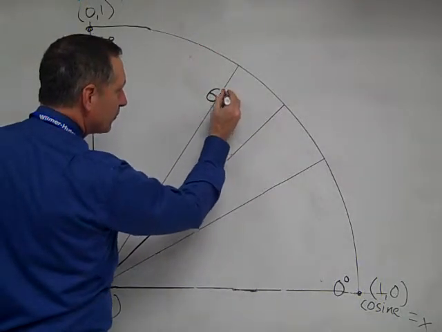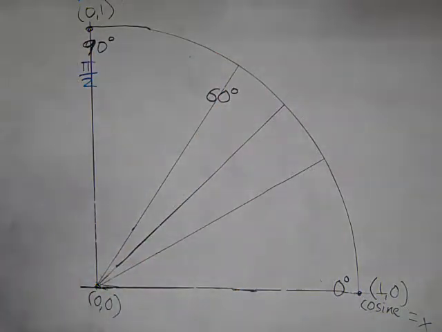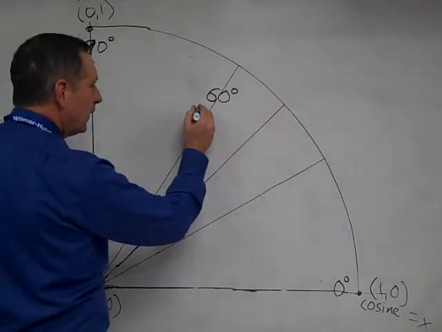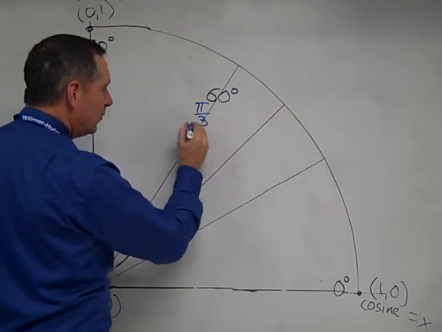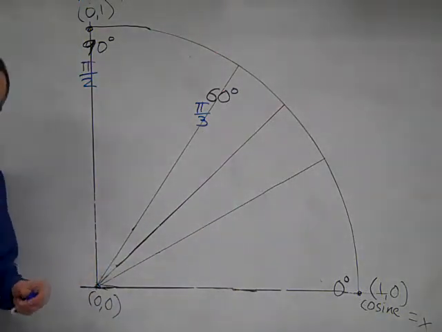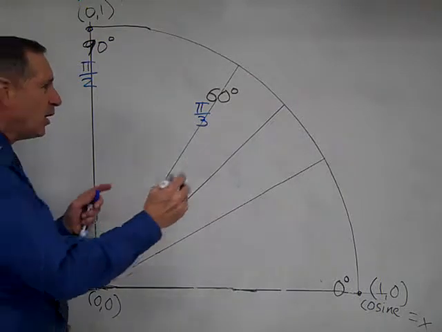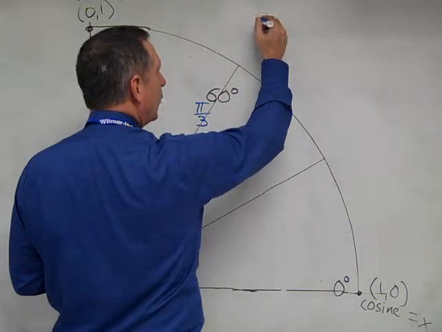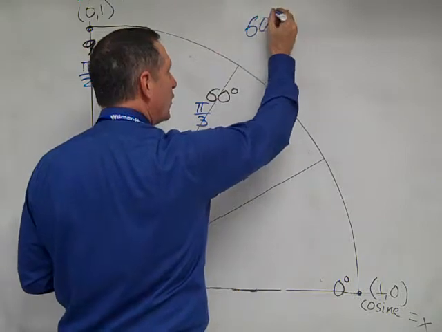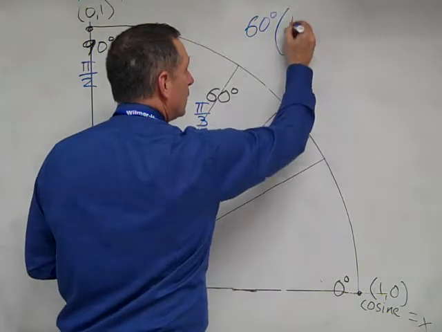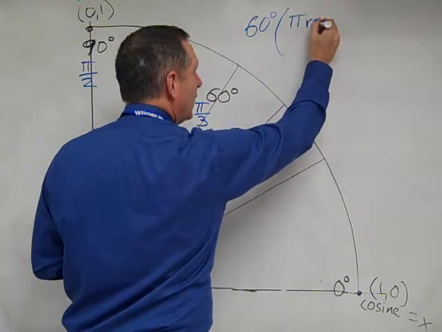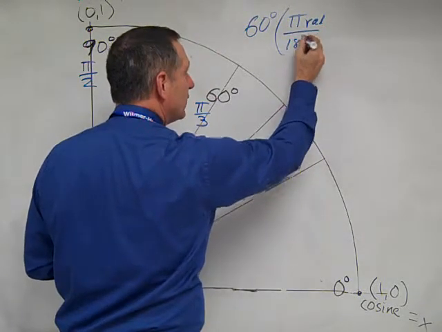60 degrees. What is going to be the measure of 60 degrees in radians? Pi over 3. Okay, let's talk about it. It's a good question. Remember we had 60 degrees. How do we convert from degrees to radians? You have to multiply times pi over 180. We multiply times pi radians over 180 degrees.